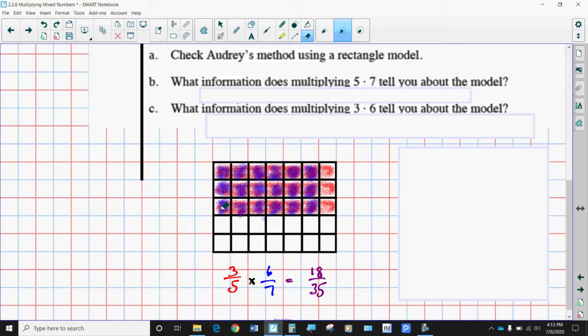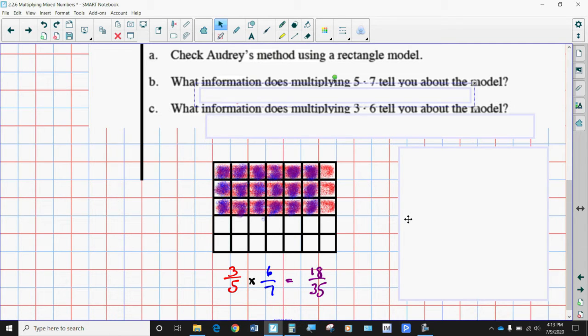And what do we have? 1, 2, 3 by 1, 2, 3, 4, 5, 6, a total of 18 of those. And so yeah, according to the model, 3/5 times 6/7 is equal to 18/35. So I think Audrey is onto something.